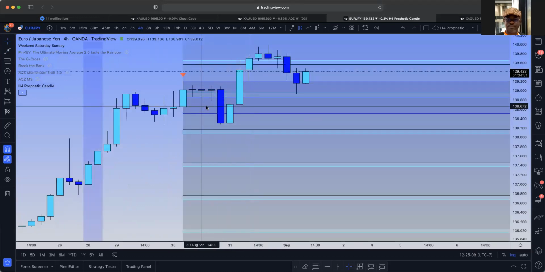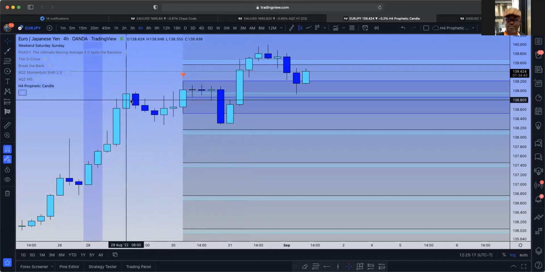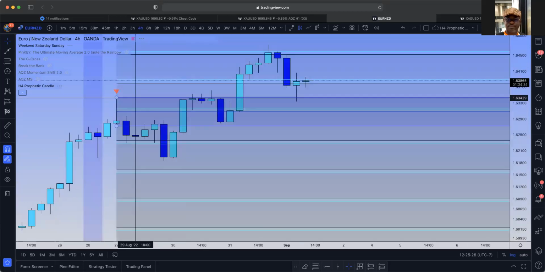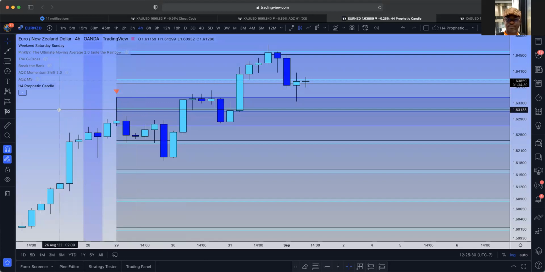So that's the H4 prophetic candle trading method there. You discover what your prophetic candle is going to be every week, and then you can use AQZ trading methods to take advantage of that zone every week. It happens on every single pair, every single week, typically.